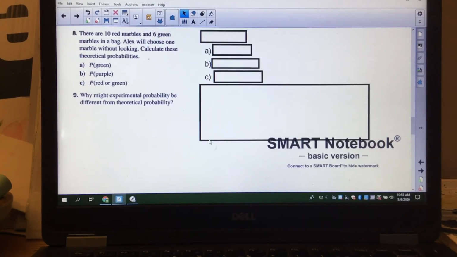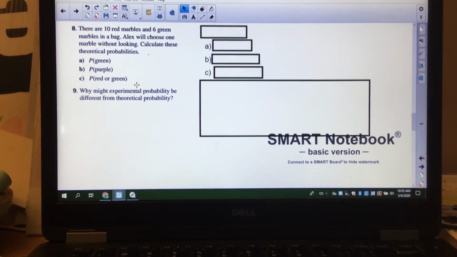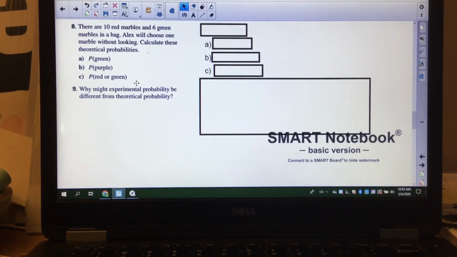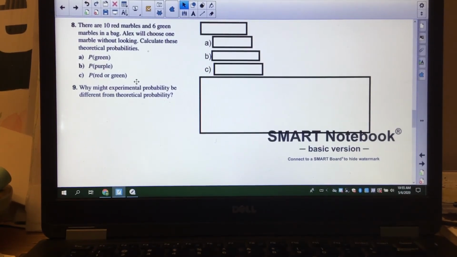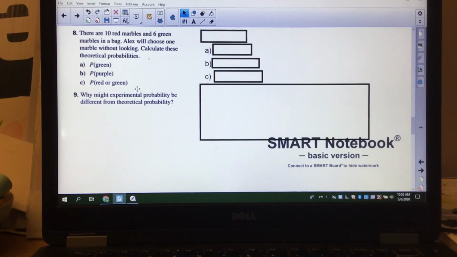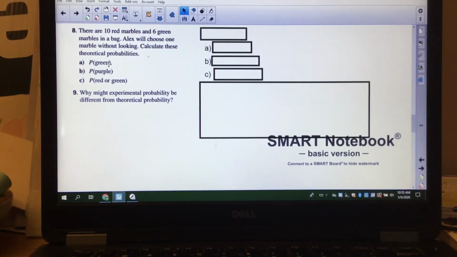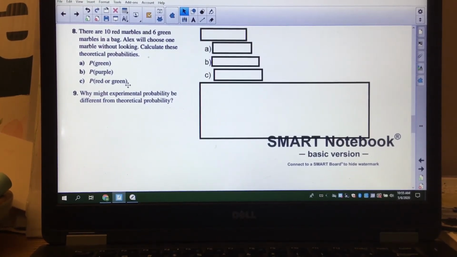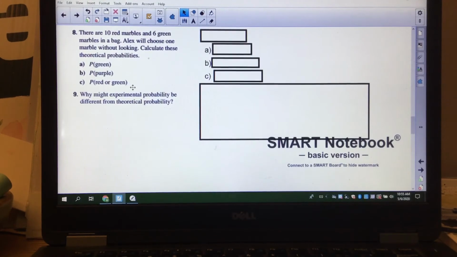And let's finish it up with this. I'll read the question, see if you can do all 3 without any help. There are 10 red marbles and 6 green marbles in a bag. Alex will choose 1 marble without looking. Calculate these theoretical probabilities. So A, the probability of it being green. B, the probability of it being purple. C, the probability of it being red or green.